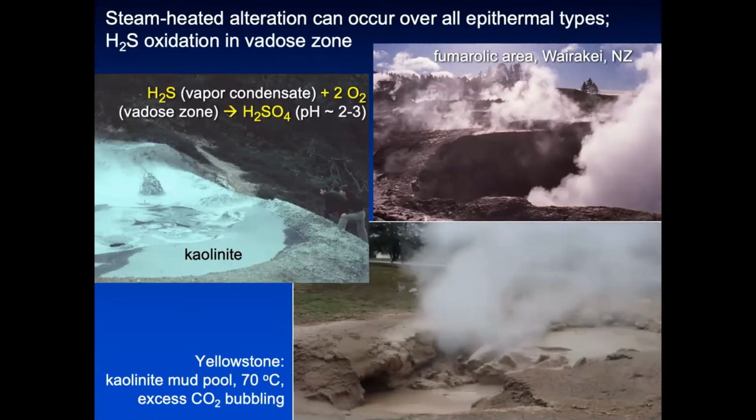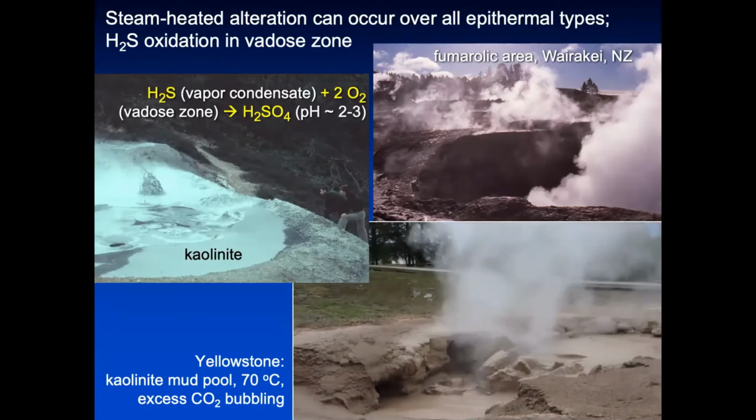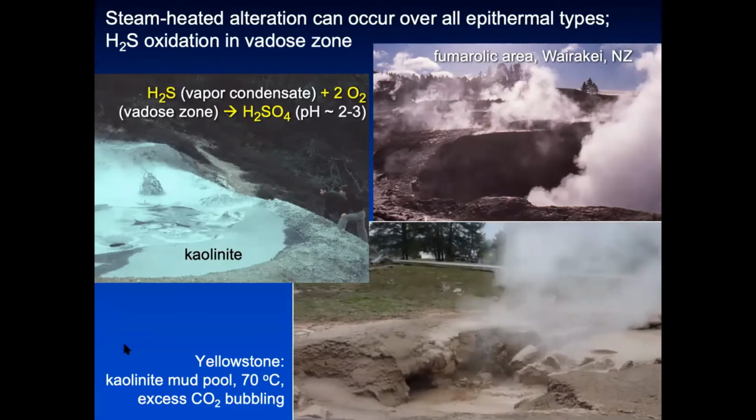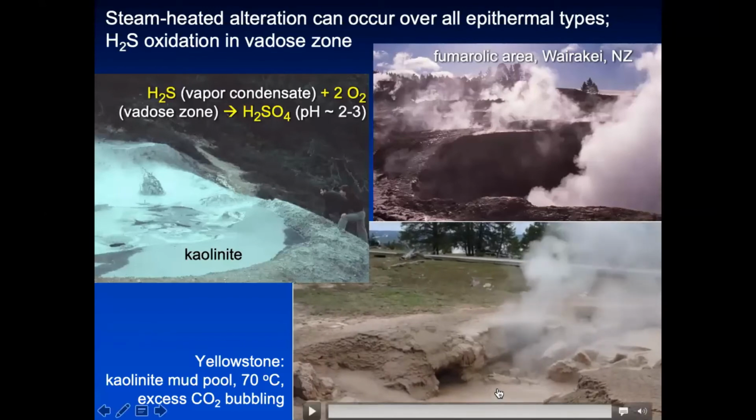This is not boiling, this is bubbling of CO2. So the pH of this spring is about 2.5. The temperature is about 70 degrees. So it's not boiling, it's bubbling. And it's bubbling because of CO2 loss to the atmosphere. And these brown clays here are dominantly kaolinite. Now that's forming above the groundwater table. This is forming our blanket of steam-heated acid sulfate alteration of kaolinite, sometimes alunite.